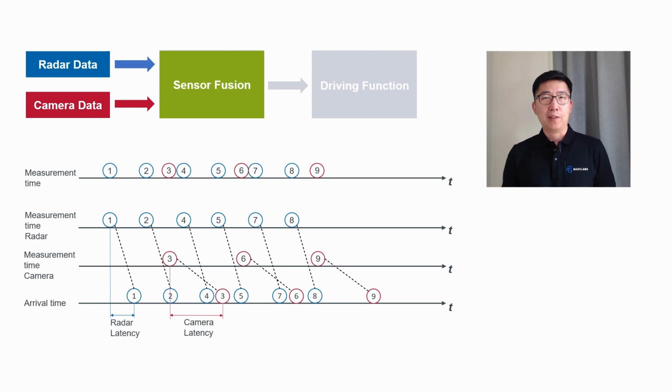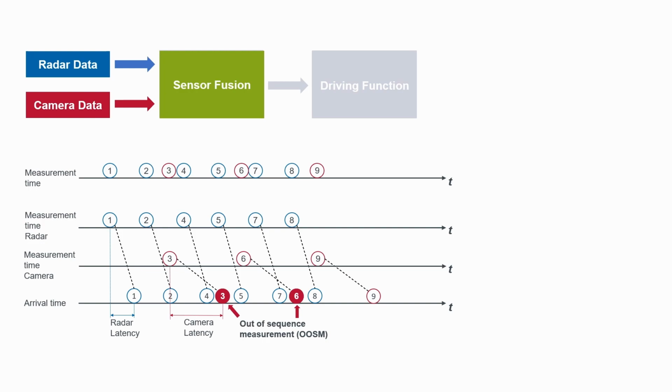We can identify this if we lay out their so-called arrival times on the time axis. The 3 and 4 are now out of order. Measurement 3 is a so-called out-of-sequence measurement, or OSM. If the out-of-sequence measurements are not handled properly, they will lead to degraded fusion results, because now the sensor fusion will process outdated observations of the environment. Untreated OSM can be considered a systematic modeling error.